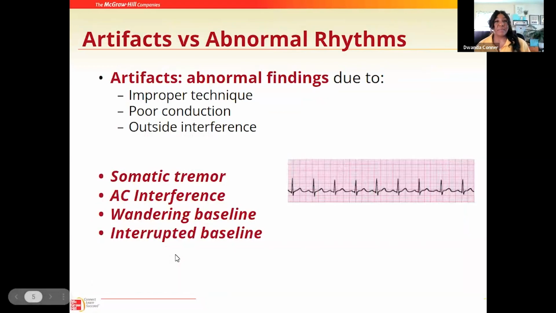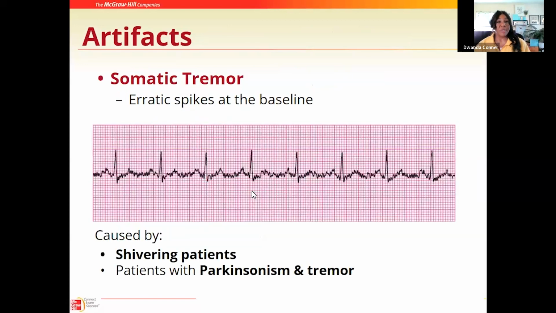Now let's take a look at some of the artifacts and abnormal rhythms that you might see. So just by definition, artifacts are going to be abnormal findings due to improper technique, poor conduction, or outside interference. Some of those abnormal rhythms or artifacts could be somatic tremors, AC interference, wandering baseline, or interrupted baseline.